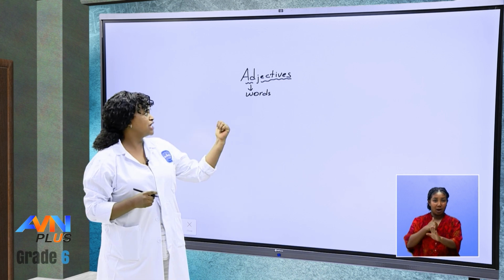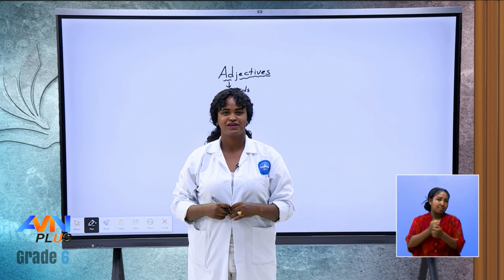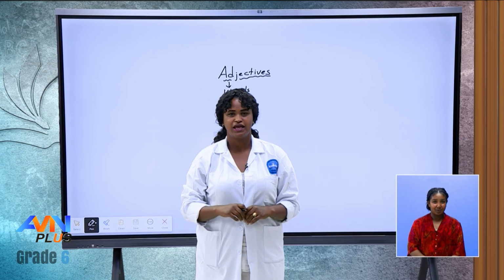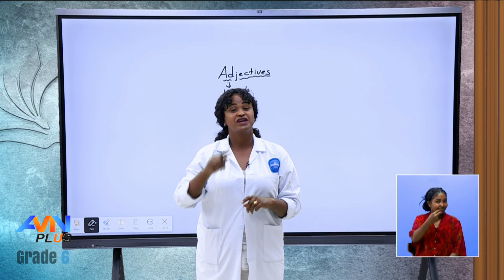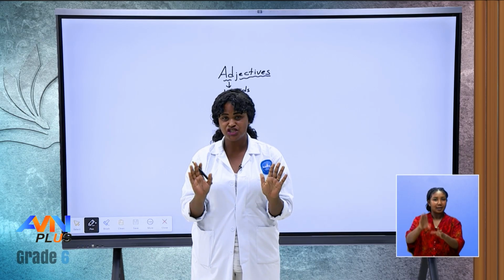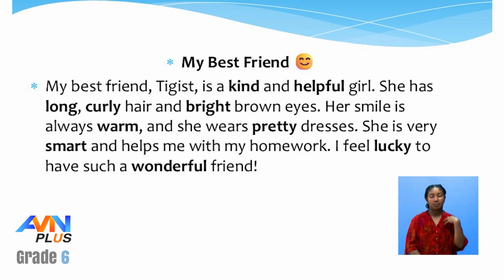Before I directly pass on to the adjectives, I want to introduce you with my best friend. Yeah? Do you want to know about my best friend? Okay. Listen to me carefully. Read the passage that you're going to see on the screen and give attention to the words that are written in bold. Okay? Very good. So, as I told you, my best friend, her name is Tigst. Let me introduce you to her. Okay? My best friend, Tigst, is a kind and helpful girl.